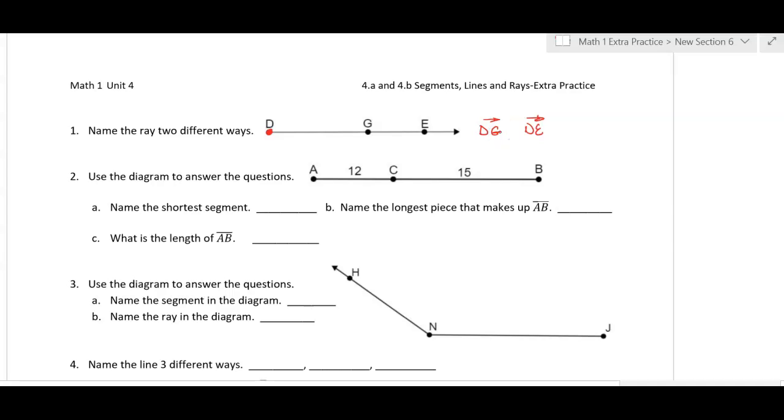The next one. Name the shortest segment. Well, that's 12, that's 15, so the shortest segment is segment AC. The longest piece that makes up this segment would be segment BC. Now you could use CB also, doesn't matter. And what is the length of AB? Well, I'm just going to add those two together to get 27.